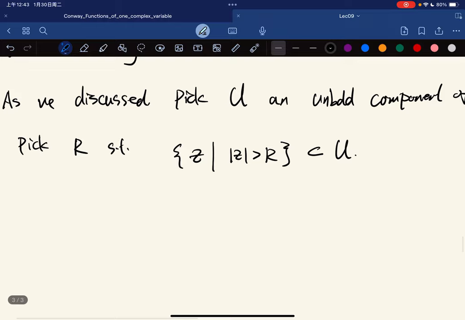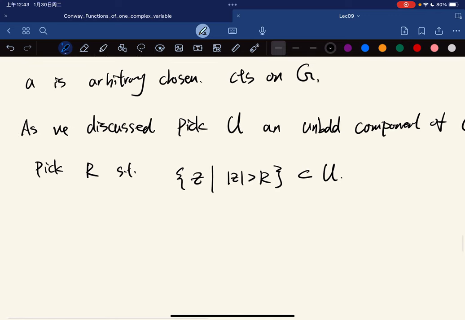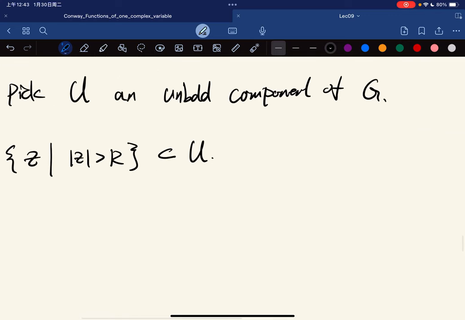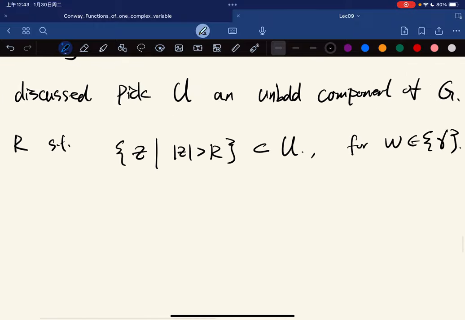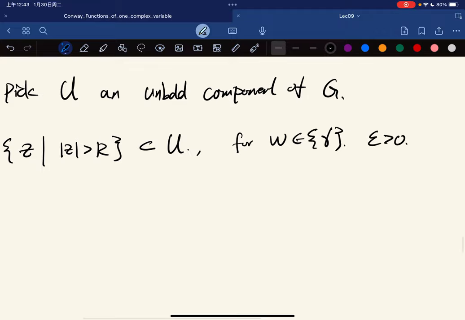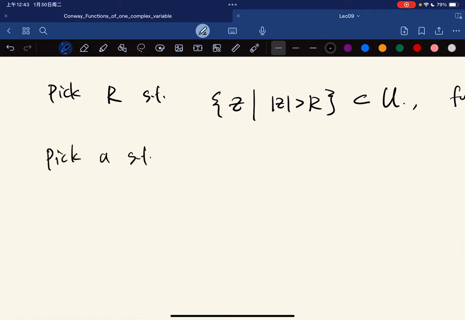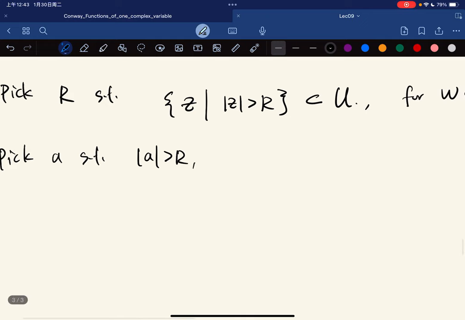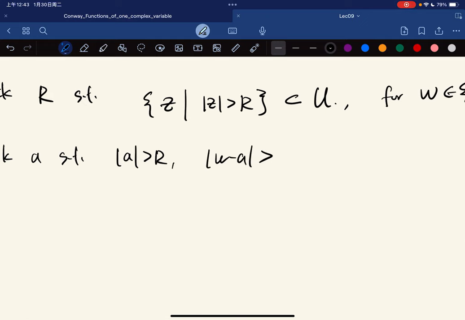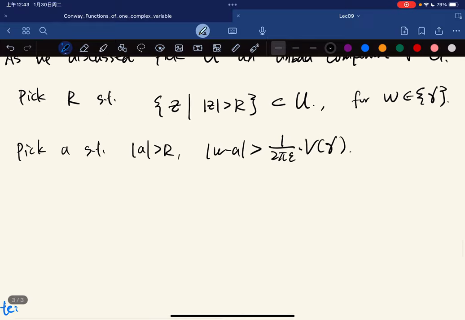Well, with that being said, what can we say for now? Okay, we have this construction. We want to prove that the winding number is zero, right? So for W on the curve, and for epsilon greater than zero, we pick A such that it's greater than 2 pi epsilon times V of gamma.